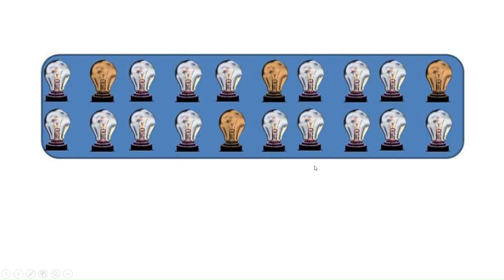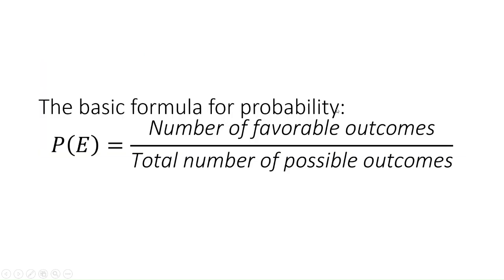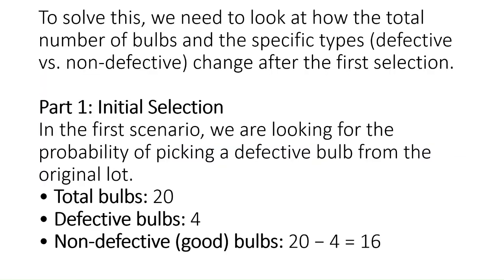Here we must understand that there is a lot of electric bulbs in that particular lot. 20 electric bulbs are there. Out of them four are defective. To solve this, we need to look at how the total number of bulbs and the specific types, either defective or non-defective, change after the first selection. Here one more point is given. The first selection was done, and based on the first selection, we need to find the second event probability.